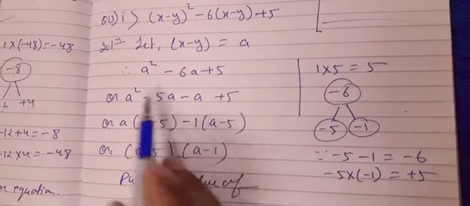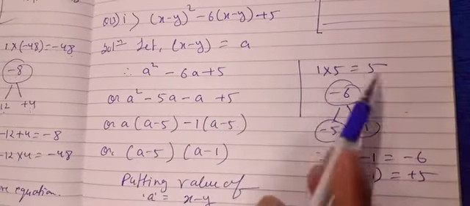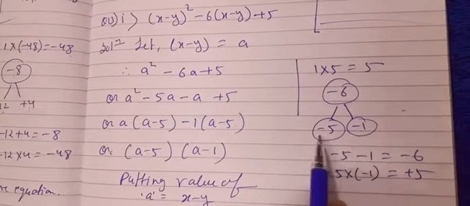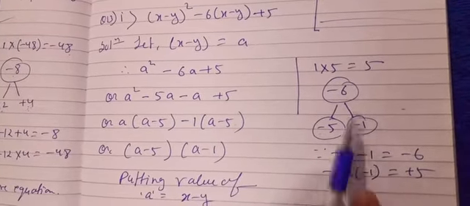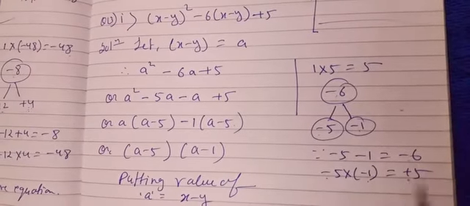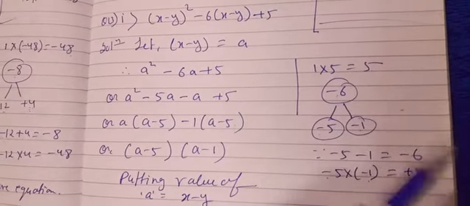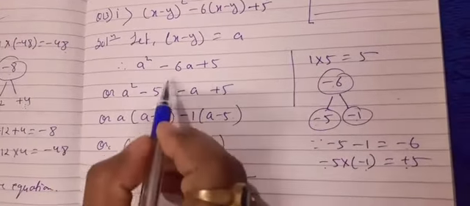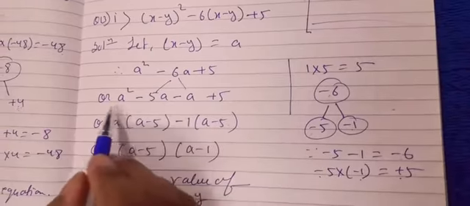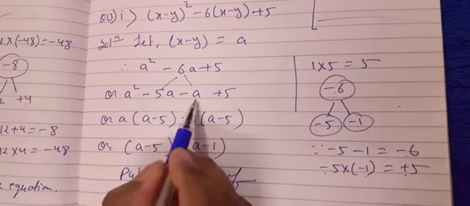Okay, now we will follow the rule that 1 into 5 is 5 and the middle term is minus 6. So minus 5 and minus 1, when we add these two numbers, equals minus 6, and when you multiply minus 5 into minus 1, you will get plus 5. So from both sides the rule is valid here. So I split minus 6a as minus 5a and minus a. So a square minus 5a minus a plus 5.